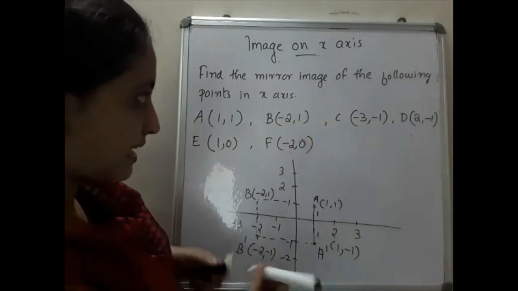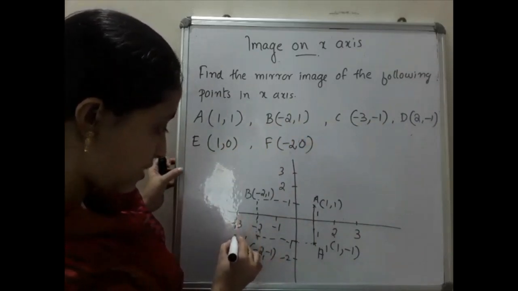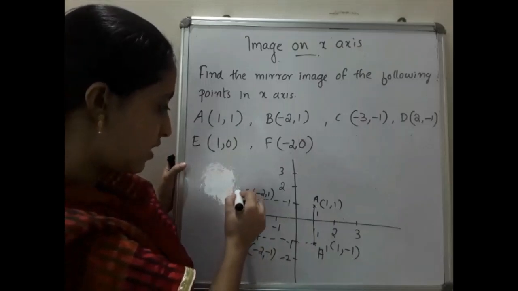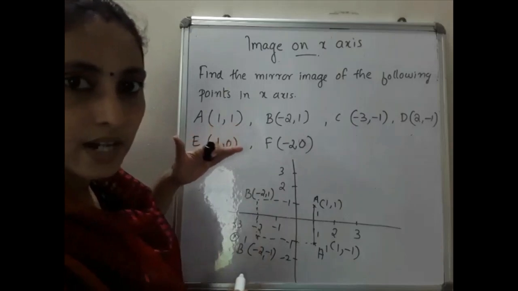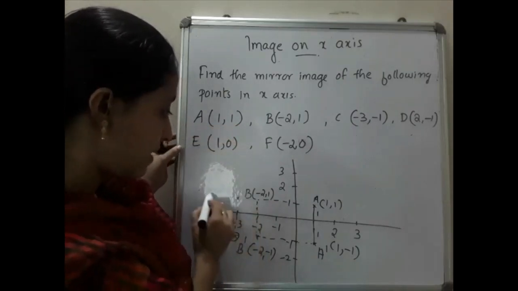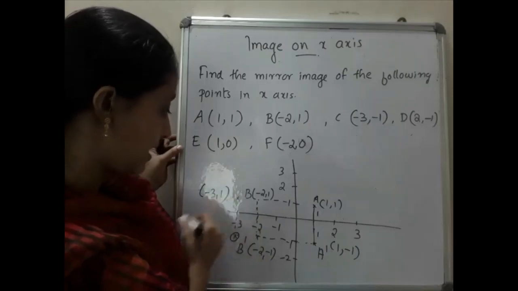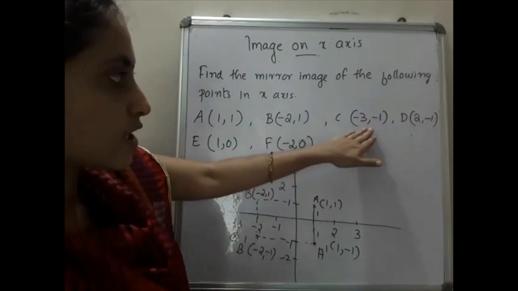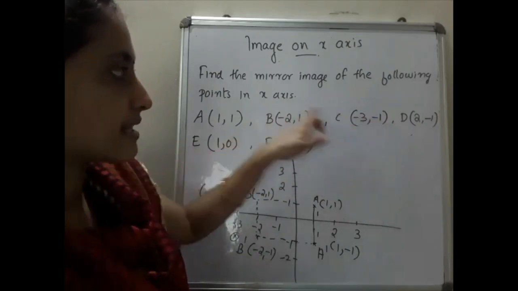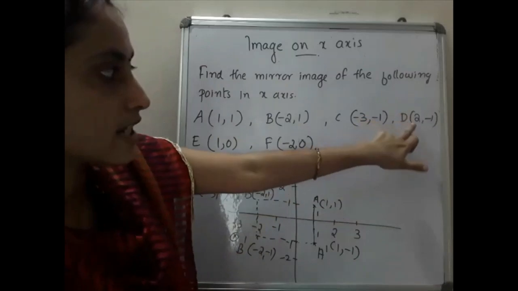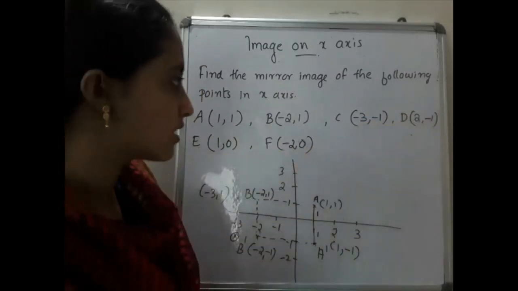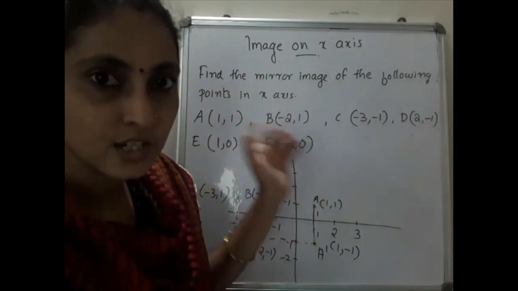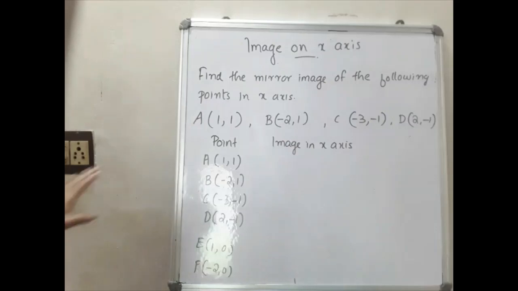Okay, one more question we will discuss. (-3, -1). Where is (-3, -1)? This point. Its mirror image is where, when we place the mirror here? In the top portion, that is here. So that will be (-3, 1). The x coordinate is the same but the y coordinate changes. So the mirror image of (-3, -1) on the x-axis is (-3, 1). Can you say what the mirror image of (2, -1) on the x-axis will be? Yes, 2, then the y coordinate sign changes, that is (2, 1).